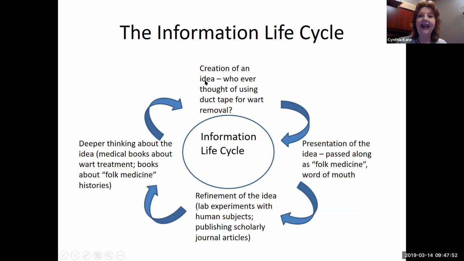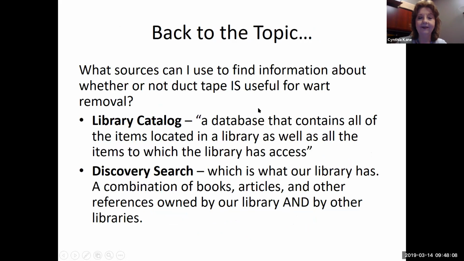So you can see you can have actually some fun with an idea. It doesn't have to be totally serious, but it can still go through that information life cycle, creating that idea, the presentation of the idea, the refinement of the idea, and finally, deeper thinking about the idea. So back to the topic. If I'm trying to identify how I'm going to start looking for information, what sources can I use?